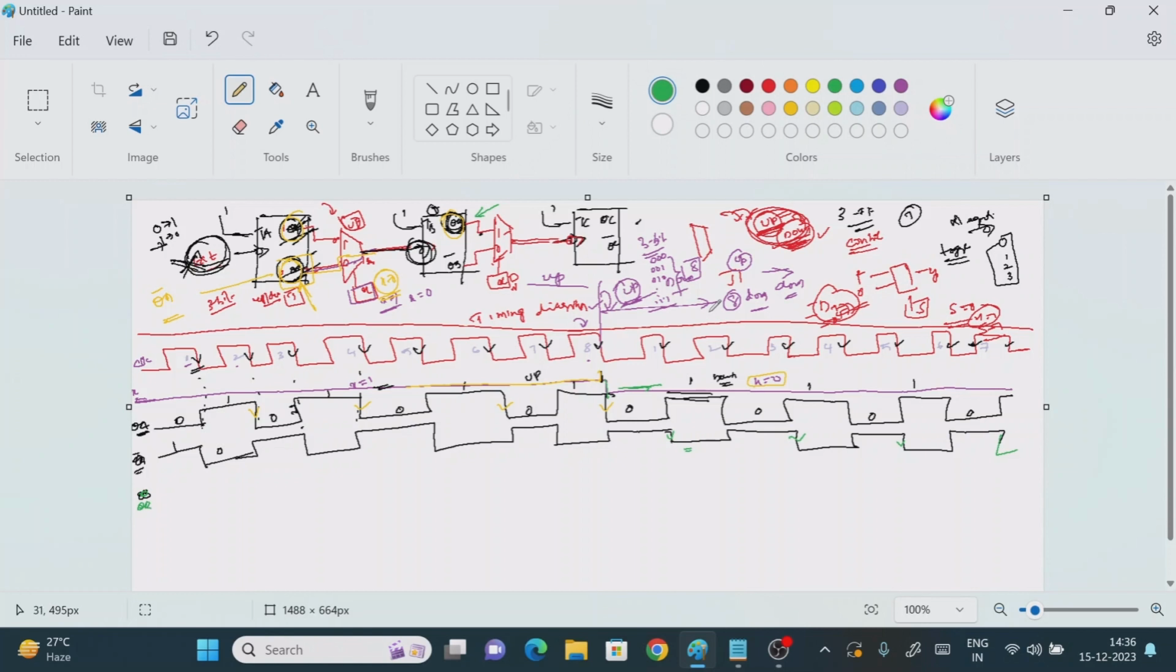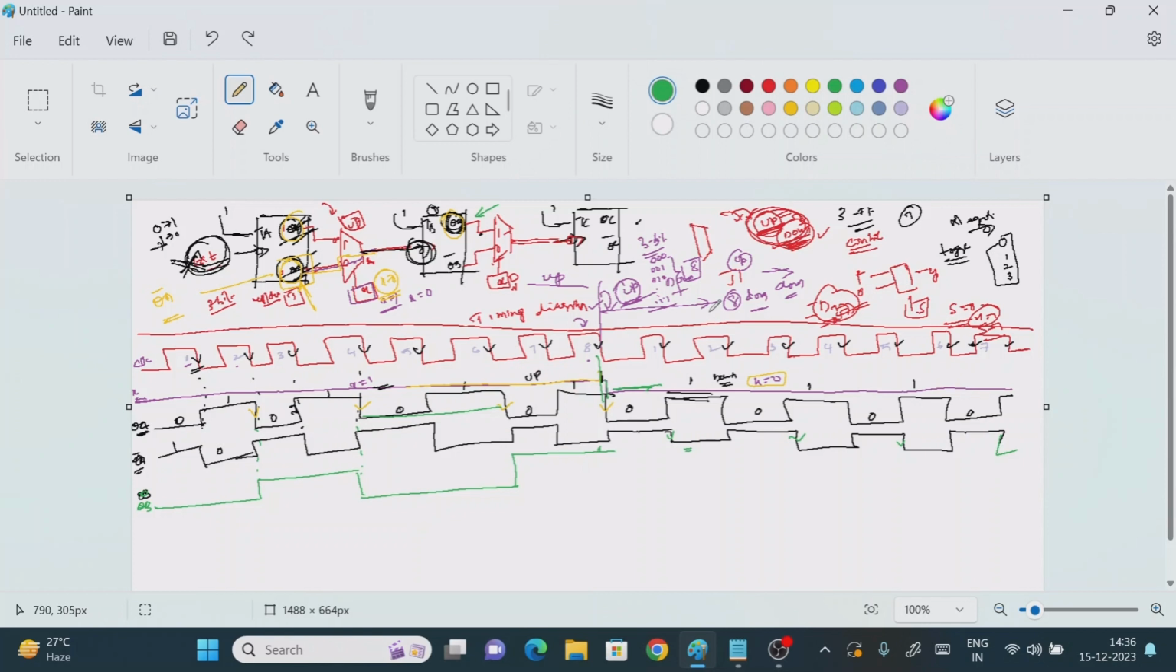Now we will see how to find the output of the QA. For the positive edge, it is starting here, right? Up to this the value will be 0. Next, up to this one the value will be 1. Next, from here to here the value will be 0. Next, from here the value is 1. So the up count operation is completed when x equal to 1.